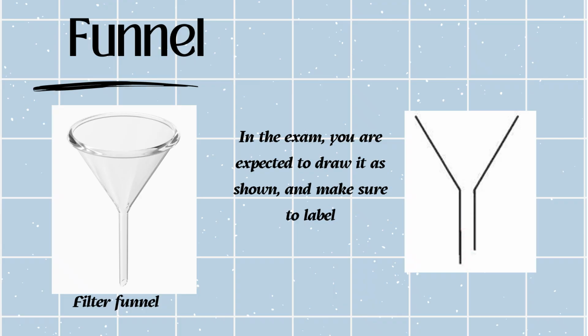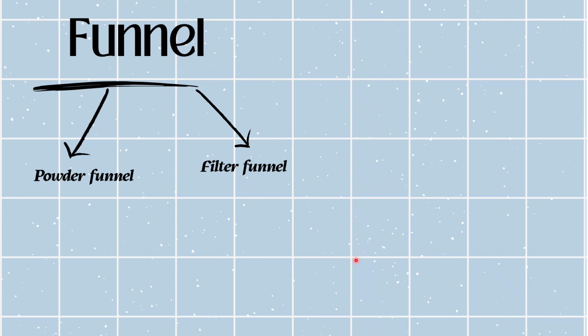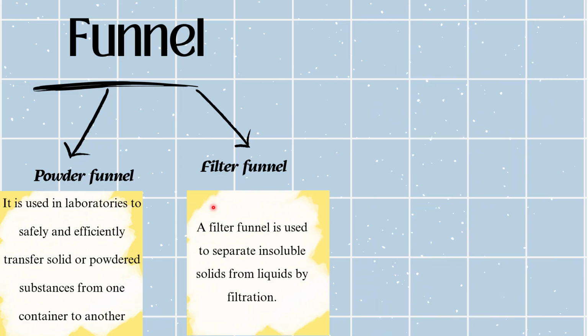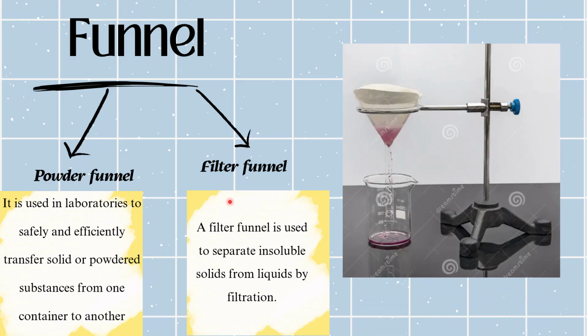Next, we are going to understand the two types of funnel. The funnels are broadly classified into two types. First is the powder funnel. Second is the filter funnel. A powder funnel is usually used to transfer powder or solid substances from one container to another, whereas a filter funnel is used to separate a solid which is not completely dissolved in a liquid.